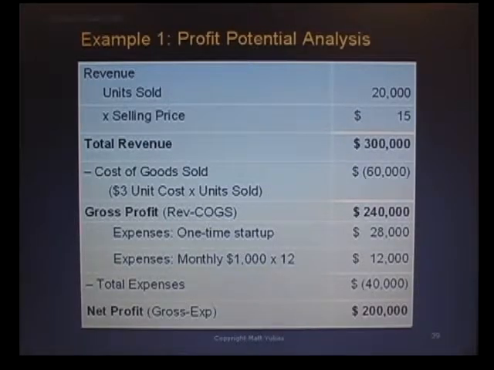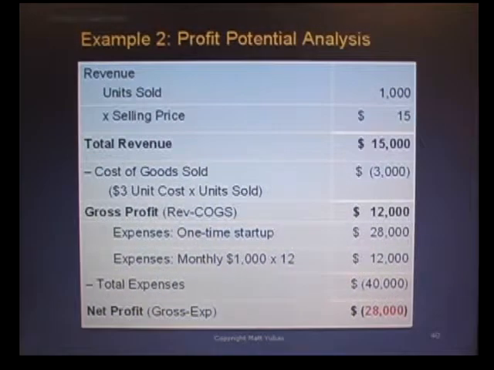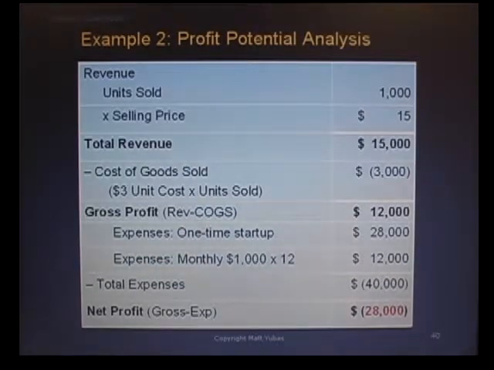And let's compare that to, let's say you only sold 1,000 units. Okay. Now your selling price is the same. So now your revenue is $15,000. Your cost of goods, 3 times 1,000, 3,000. Now your gross profit is $12,000. But your costs are still the same. Okay, so now I'm in the red, $28,000. Okay, so these are the kind of things you have to do initially.